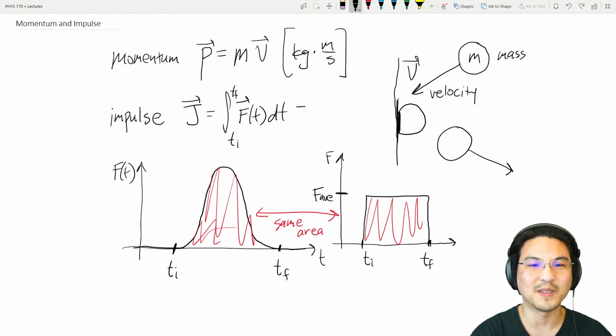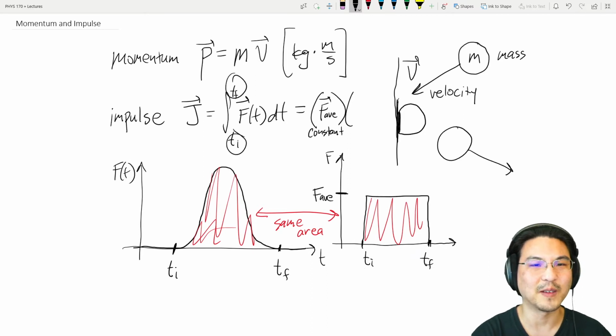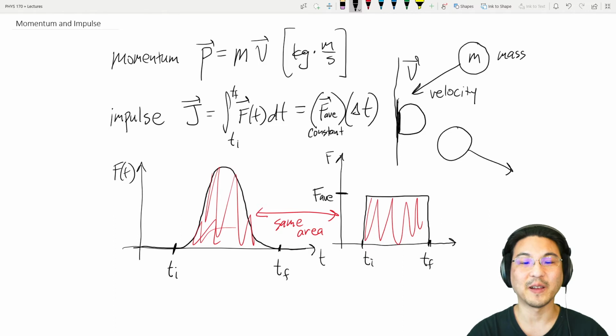So the approximation is some average force, which is a constant, as opposed to a function, times this time interval from initial to final. So delta t. Okay. So this was already a lot of information.